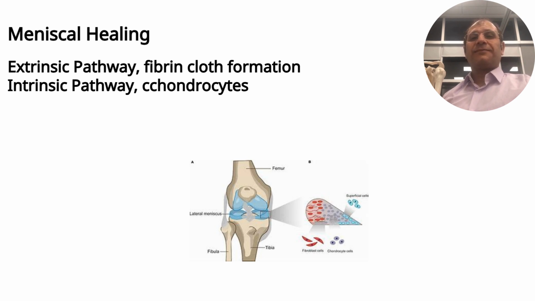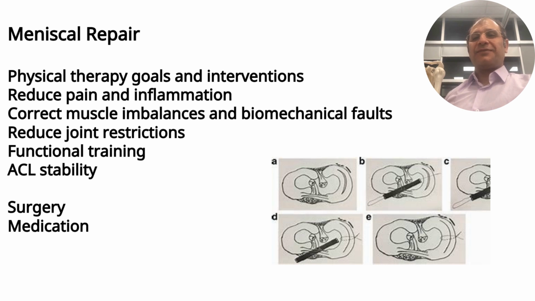Physical therapy goals and interventions include: reduce pain and inflammation using modalities, soft tissue massage, and manual therapy techniques like joint oscillations. Correct muscle imbalances and biomechanical faults through strengthening, endurance, coordination, and flexibility exercises. Address joint restrictions with targeted joint mobilization. Progress to functional training based on the patient's occupational or recreational goals.